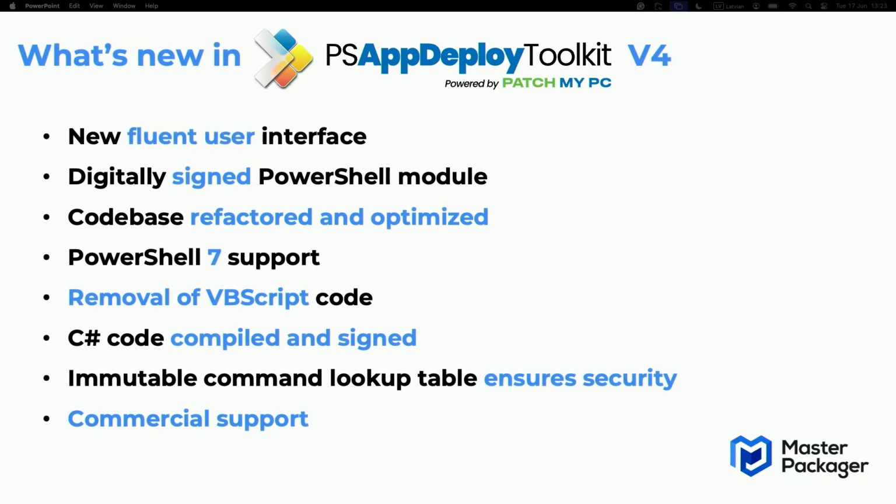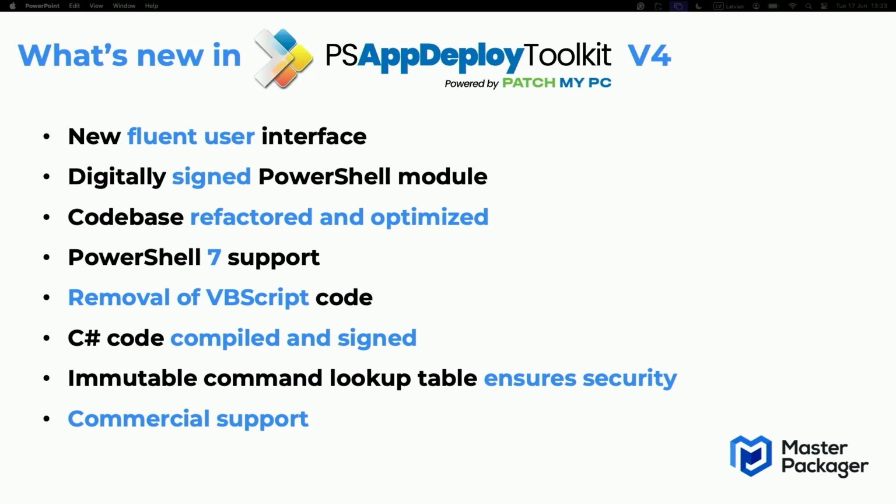So what exactly is new in V4? What's different? As you saw, there is the new Fluent user interface, but you can still use the classic UI if you want to. There is the ability to have the classic user interface with still all the new capabilities. Now it is a digitally signed PowerShell module that you can download from the PS Gallery or from the GitHub releases page. The code base was completely refactored and optimized for security and performance reasons.